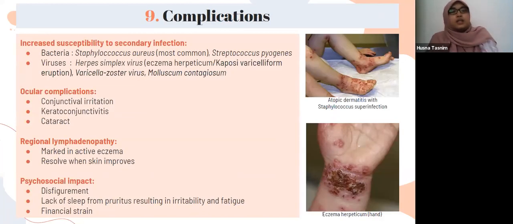The complications, the most common one is increased susceptibility to secondary infection because of the defective skin barrier function. The most common one is Staphylococcus aureus, followed by Streptococcus pyogenes. Some viruses, such as the herpes simplex virus, can cause eczema herpeticum, and molluscum contagiosum.